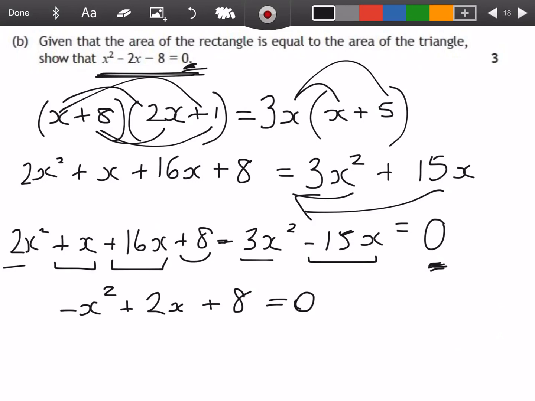There we are. Now you'll notice it kind of looks a bit like that, but not quite. There's a very, very simple thing we can do to change all the signs in this equation. Just flip it all round. Move everything over: negative x squared, minus 2x, minus 8. And that is the equation that we were asked to show.